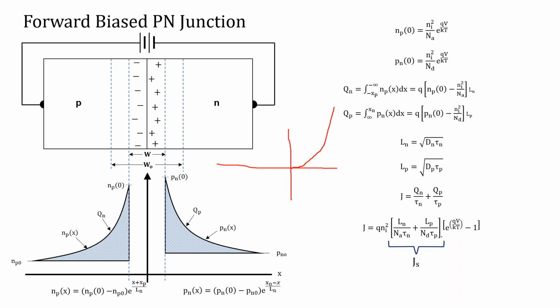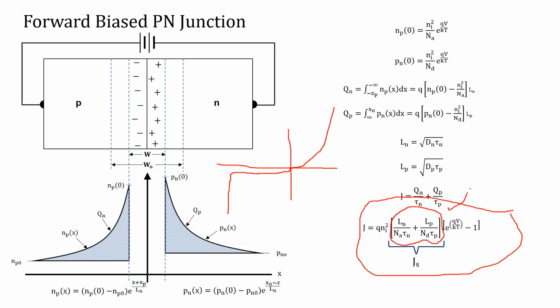And this Js which you are seeing here is the reverse saturation current, which is actually the small leakage current which flows when the diode is in reverse bias condition, and at some higher value of reverse bias voltage breakdown occurs. So this whole expression is for the forward region, which is exponential, but this component here is showing the reverse saturation current or the leakage current of the PN junction diode.